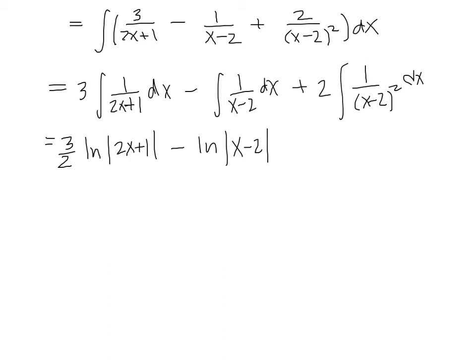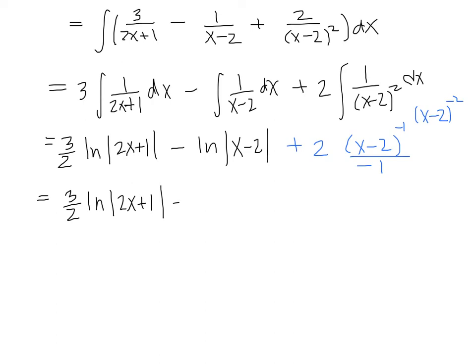So for this one we use the power rule. So notice that 1 over x minus 2 squared is actually x minus 2 to the negative second. So we'll have 2 times x minus 2 to the negative 2 plus 1, which is negative 1, divided by negative 1. So we have 3/2 ln absolute value 2x plus 1 minus ln absolute value x minus 2 minus 2 over x minus 2.